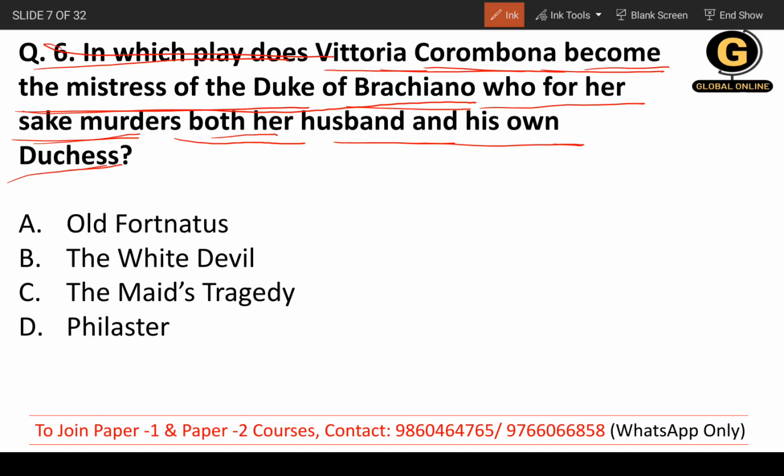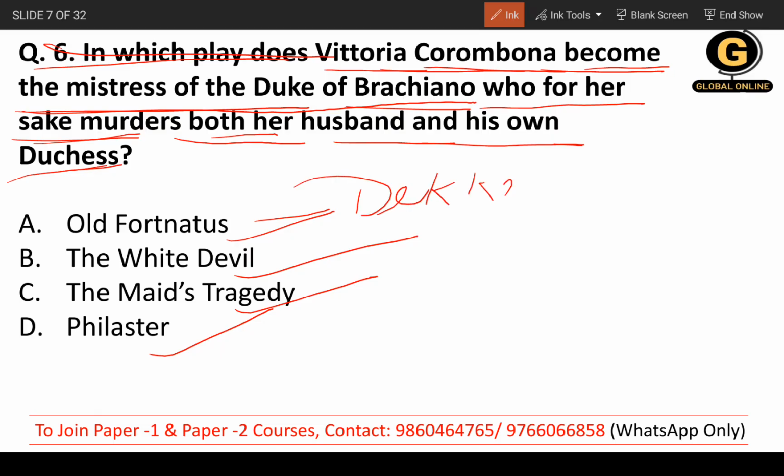So you need to find out the play where there is a character Vittoria Corombona and there is a character Duke of Bresciano. Okay, and the scene is like this, that for her sake he murders both her husband and his own duchess. So the options are: first, Old Fortunatus; second, The White Devil; third, The Maid's Tragedy; or the fourth one is Philaster. So let me tell you, Old Fortunatus was written by Thomas Dekker. Okay, and it's a story of Fortunatus and his magic. So it's a story related to Fortunatus.